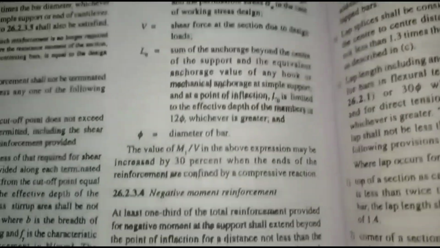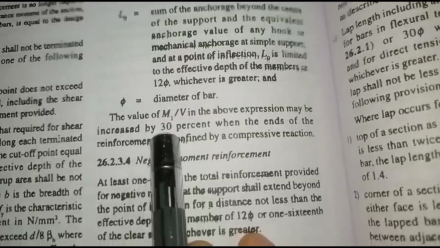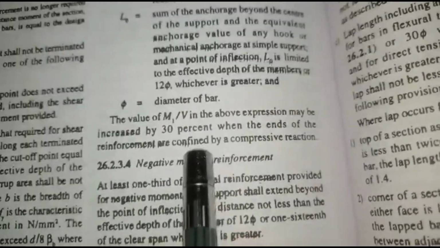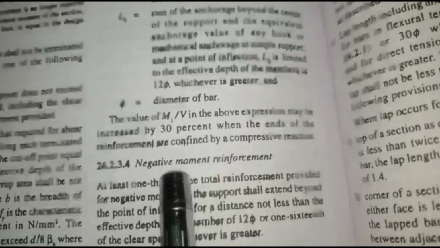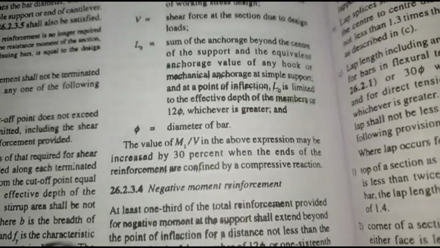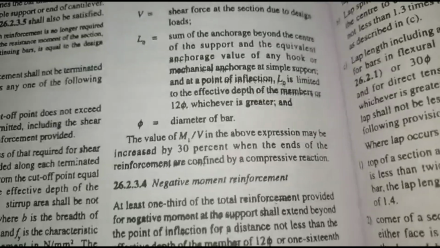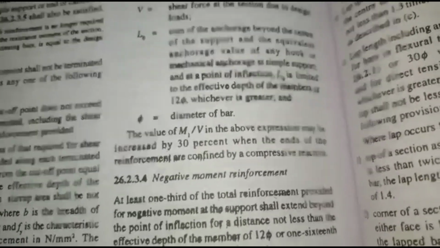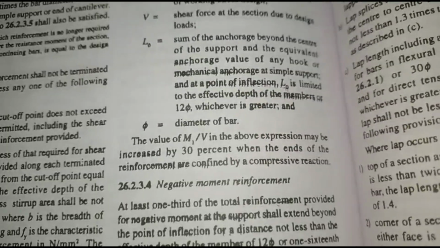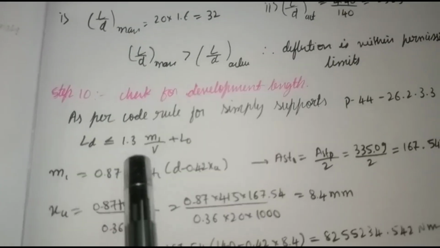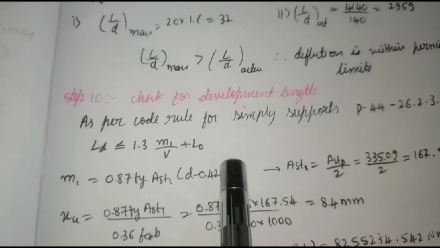The value of M1 by V in the above expression may be increased by 30% when the ends of the reinforcement are confined by a compressive reaction. So what they have mentioned is that the value of M1 by V is going to increase by 30%. So LD is less than or equal to 1.3 into M1 divided by V plus L0.